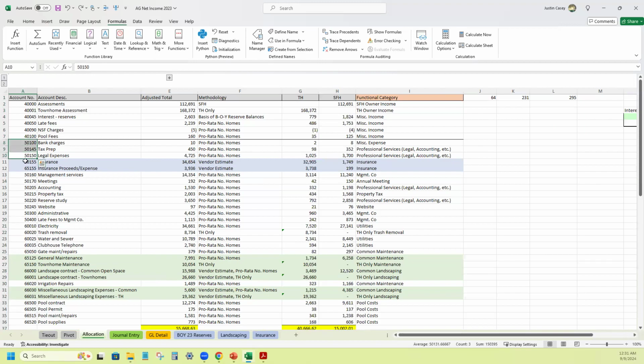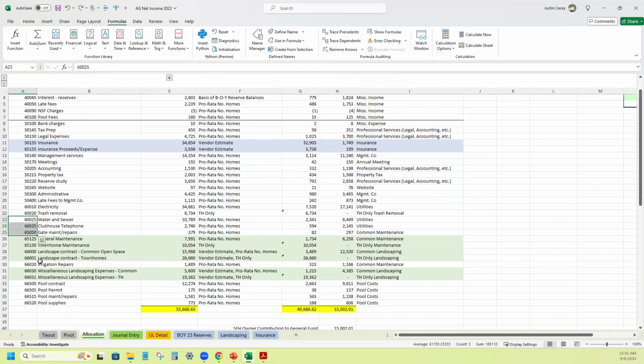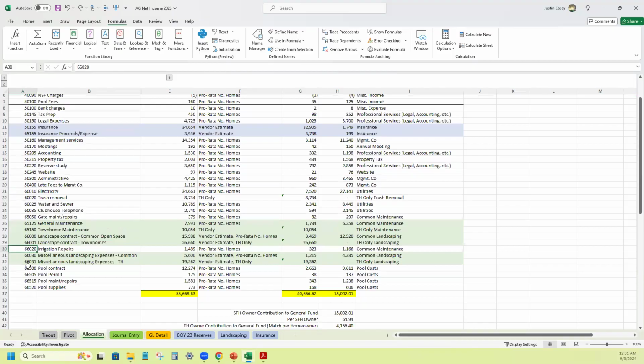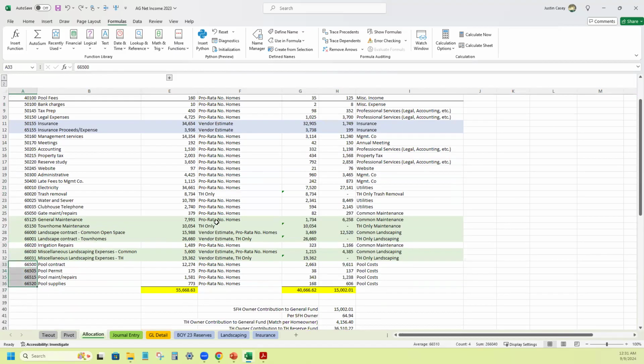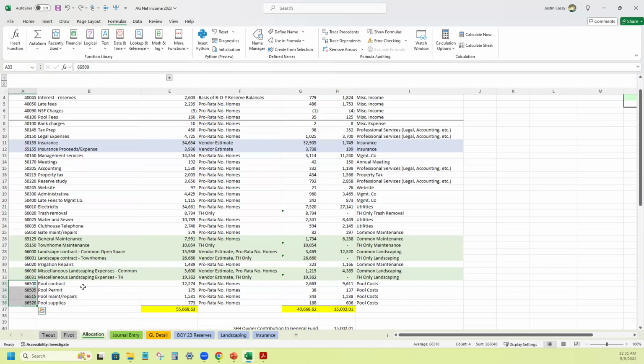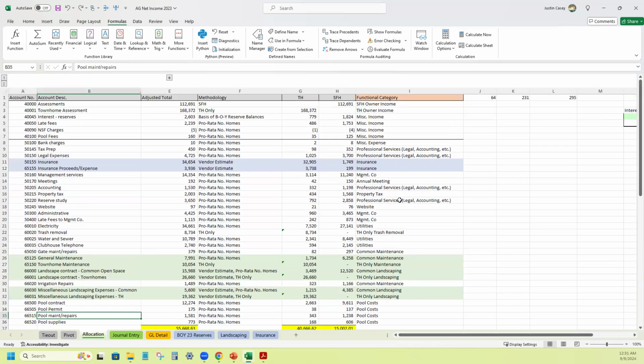But bank charges, tax prep, legal, management services, meetings, accounting, property tax, reserve study, website, admin, late fees to management co, electricity, water and sewer, clubhouse telephone, gate maintenance. All of those, everybody pays for. Irrigation repairs, everybody pays for. Pool contract, everybody pays for. Pool permit, pool maintenance, repairs, supplies, everybody pays for everything.